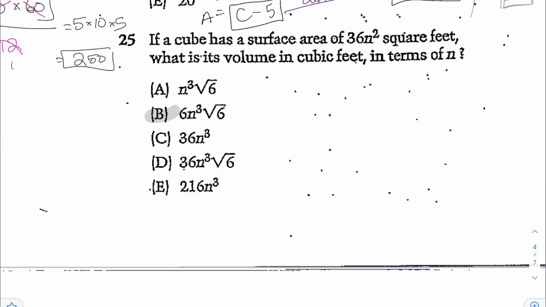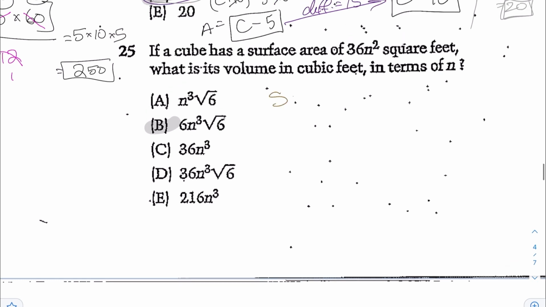All right, next for number 25, if a cube has a surface area of 36n squared square feet, what is the volume in cubic feet in terms of n? So the surface area for a cube has a formula of 6s squared.